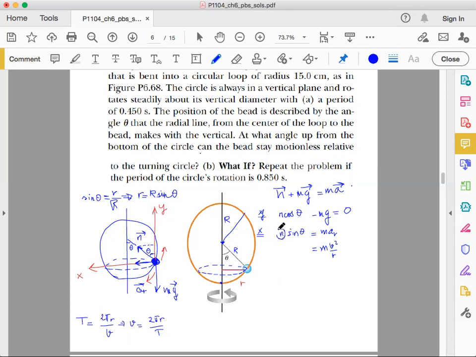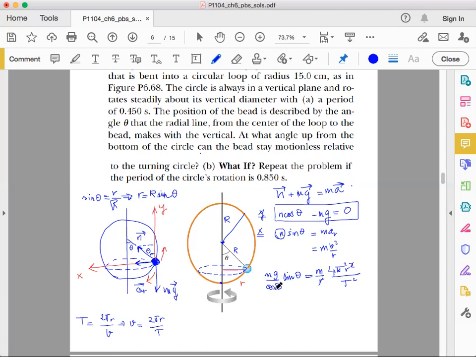Now, N is unknown as well in this expression, but we can take it from the projection onto the y-axis. We can deduce that N is nothing else than mg divided by cosine theta. So we end up with mg divided by cosine theta multiplied by sine theta. It's equal to m over r times 2 pi r divided by T, all of it squared. So we end up with 4 pi squared r squared divided by T squared. And we just have to deduce these terms.